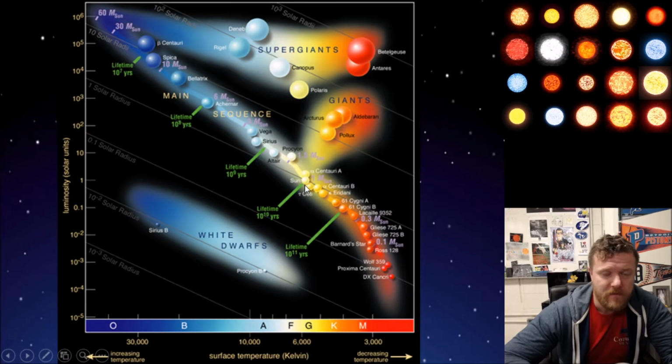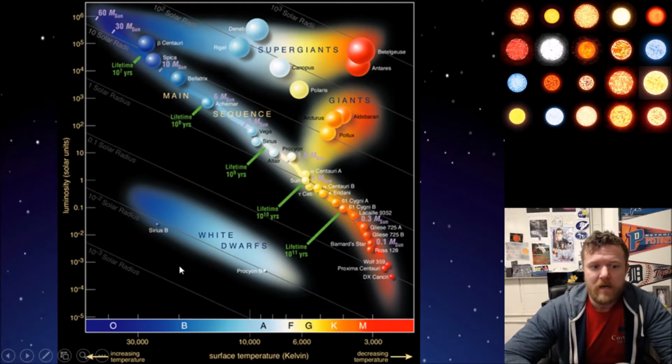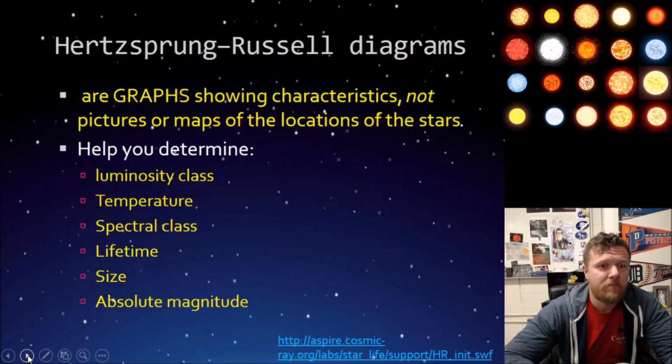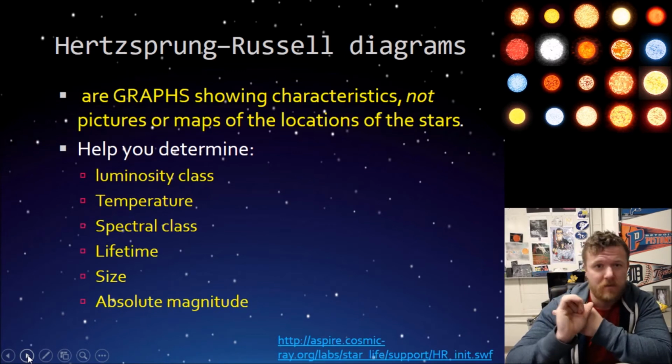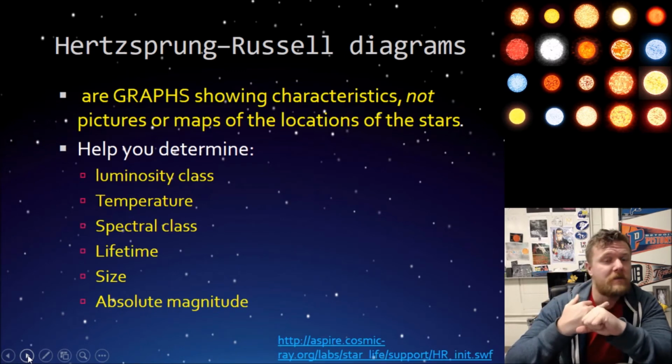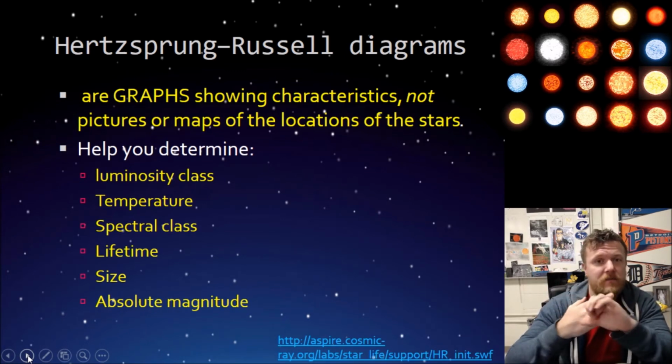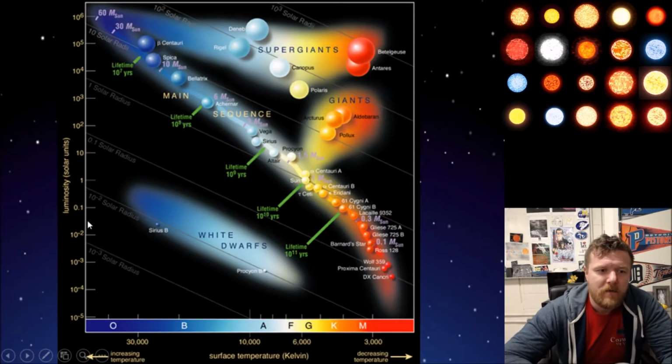And later in the sun's life, it's going to swell up into a red giant. So the surface temperature is going to be cooler, but it's going to be brighter. So we're going to plot the sun up here. When the sun dies, it's going to be in a completely different place altogether. It will die as a white dwarf, and it will be down here. If you guys can read an HR diagram, you guys are going to be able to tell the luminosity class, temperature, spectral class, the lifetime of a star, the size of a star, how bright the star is.